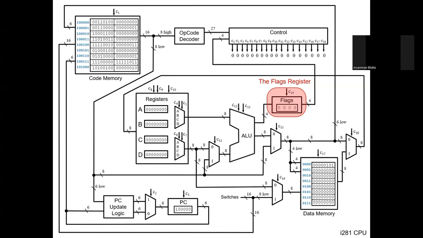Now, the flags register. We have certain flags, like if you subtract a larger number from a smaller number, then you want some type of negative flag to go high. So we have flags like this, and we store the data of these flags in this register.